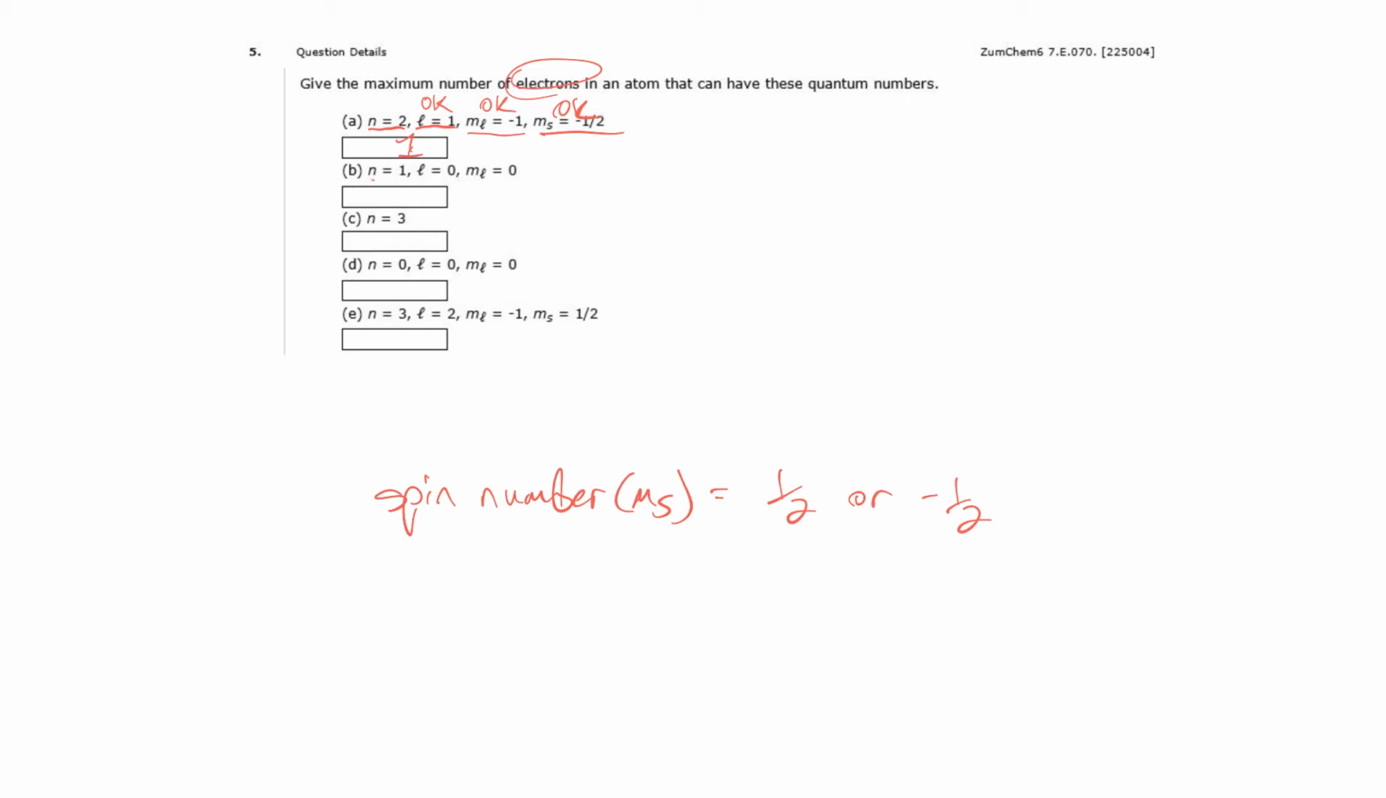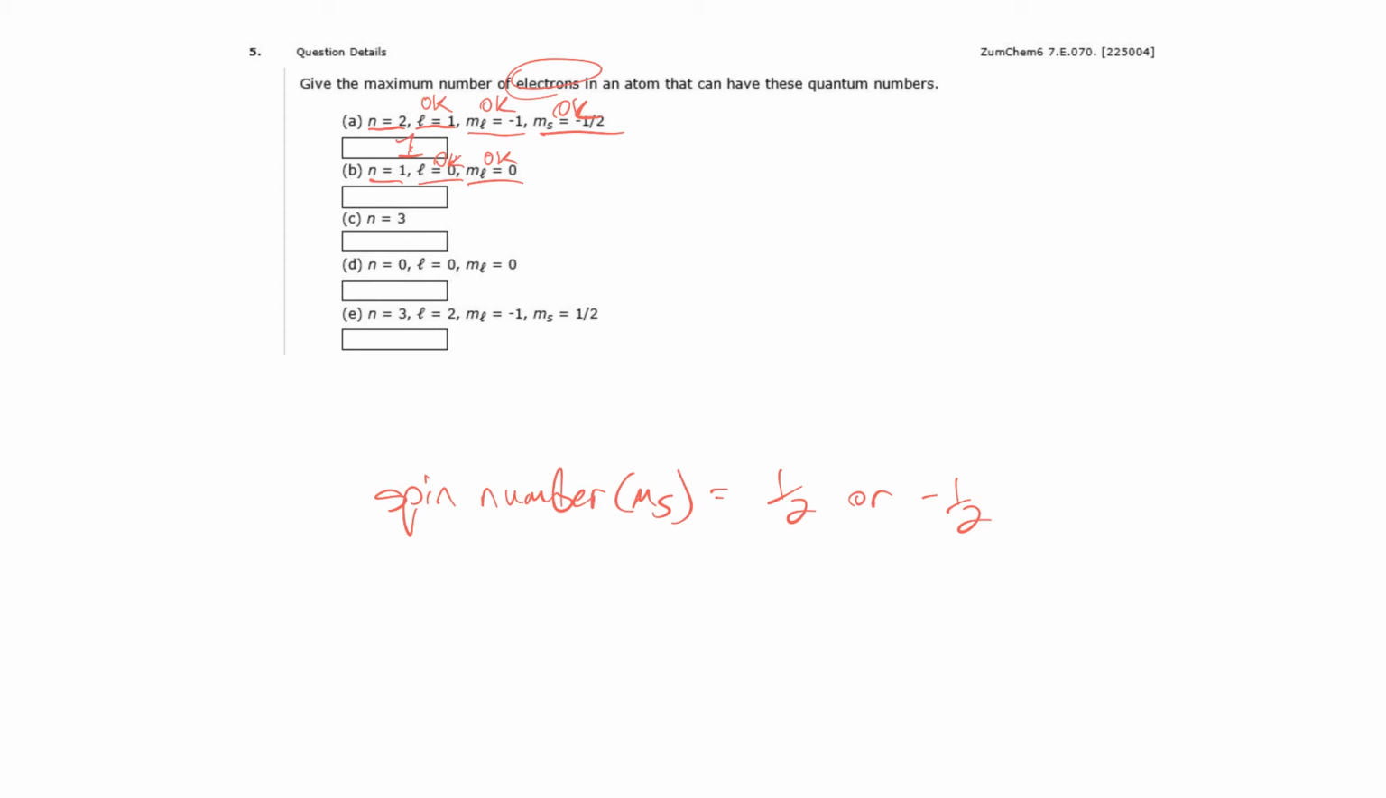Part B. If your principal number is 1, can your angular number be 0? Yes. The angular number can range up in value to 1 less than the principal number. Well, 0 is 1 less than 1, so that's okay. Can the magnetic number be 1? Yes, that's fine too. That tells us which specific orbital we're talking about. It's the lone orbital in the 1s sublevel.